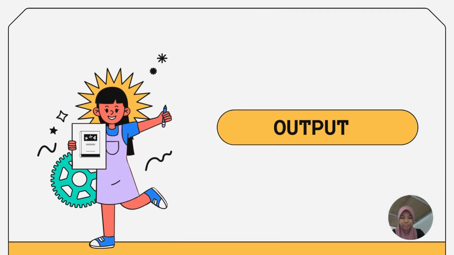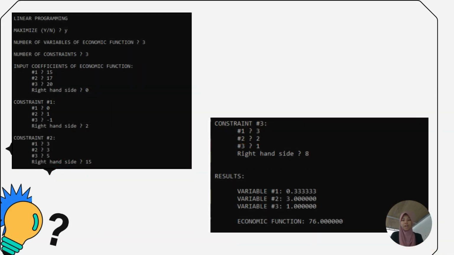Now for the output. Here is the output of the coding. We have run an example here. The first part is maximize y/n. The user input y, which indicates that the user wants to maximize the objective function. The second part is the number of variables of the economic function, where the user input 3. It means that there are 3 decision variables in the economic function. The third part is the number of constraints, where the user input 3, meaning there are 3 constraints in the problem.